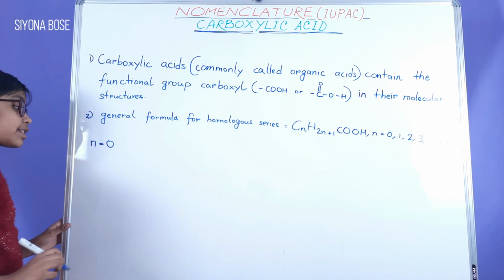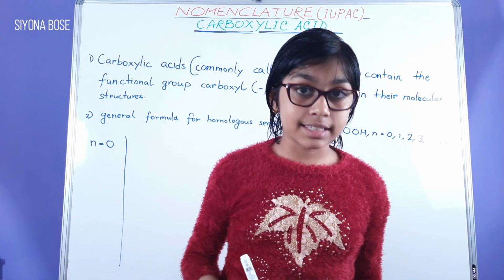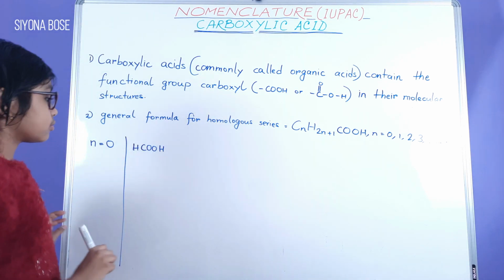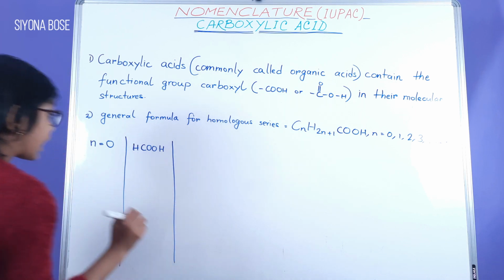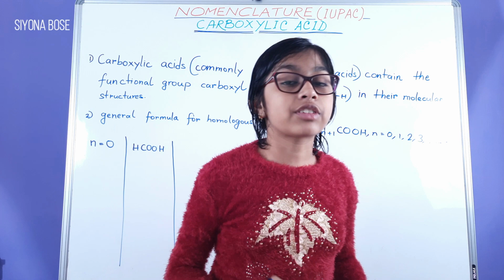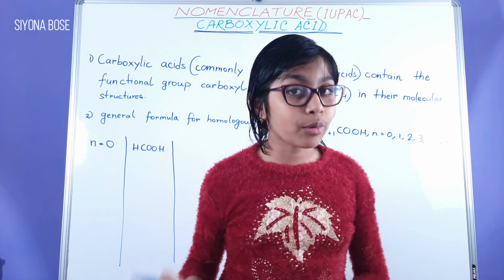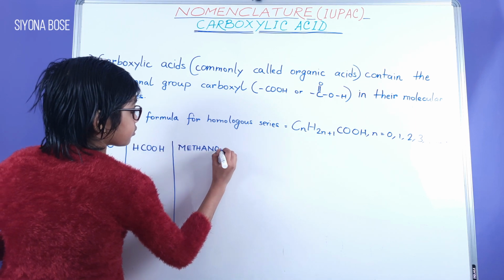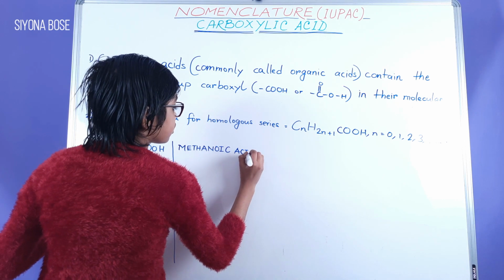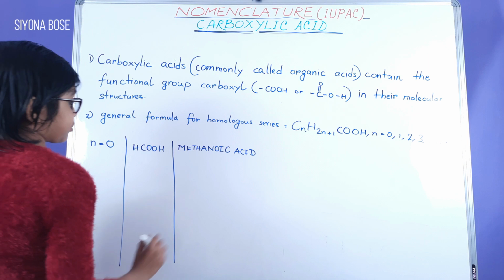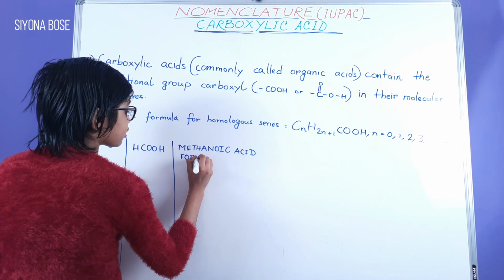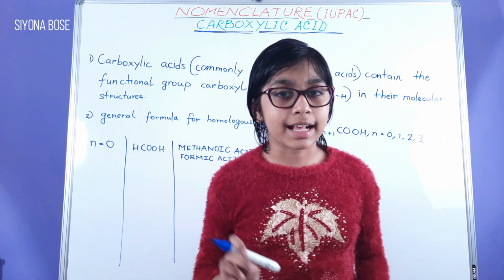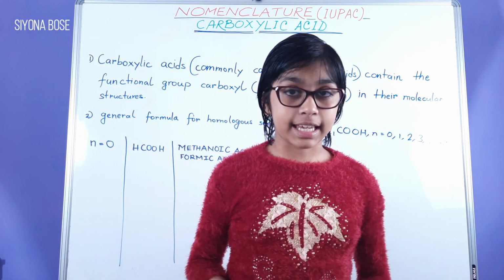Firstly, n equal to 0. The molecular formula is HCOOH. Even though it has n equal to 0, overall it has the carbon from the carboxylic acid group. So this will be called methanoic acid, which is the IUPAC name, and the common name is formic acid. Some information about formic acid is that formic acid is found in ant stains and bee stains.